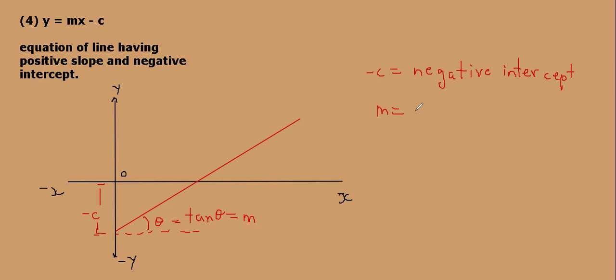M stands for the slope. Here the slope is positive, right? Slope is positive here. Then y, we already know, is a dependent variable, and x stands for the independent variable. X is our independent variable.